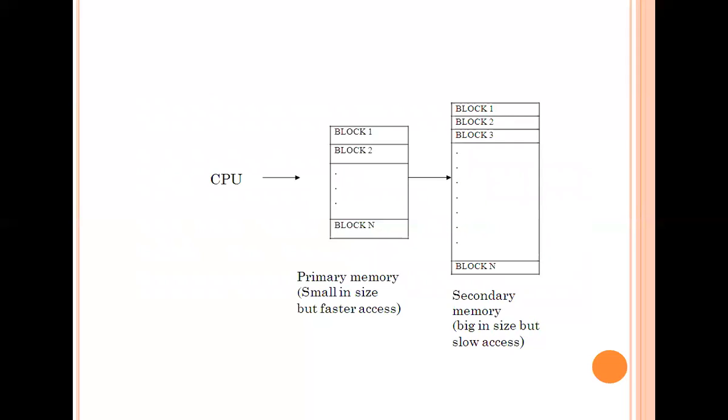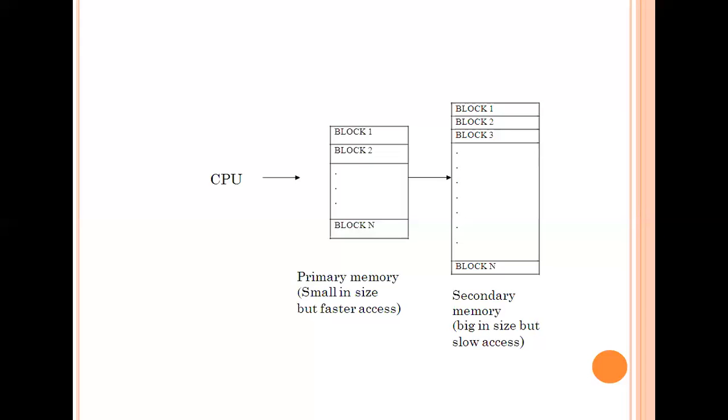In this diagram, we can clearly see that we have divided our memory into two parts. First is the primary and second is the secondary. Primary memory is one which directly communicates with the CPU and secondary memory is one which indirectly communicates with the CPU. As you can see in the diagram, the size of the primary memory is comparatively small as compared to the secondary memory, while primary memory is faster in access and secondary memory is slow in access.